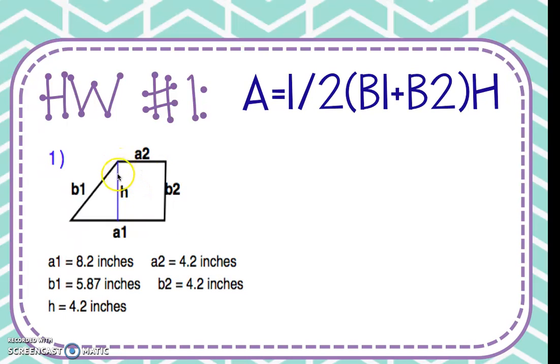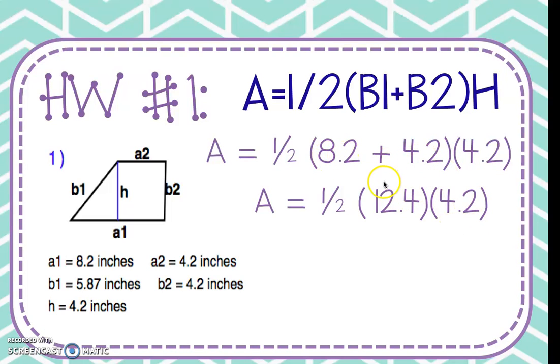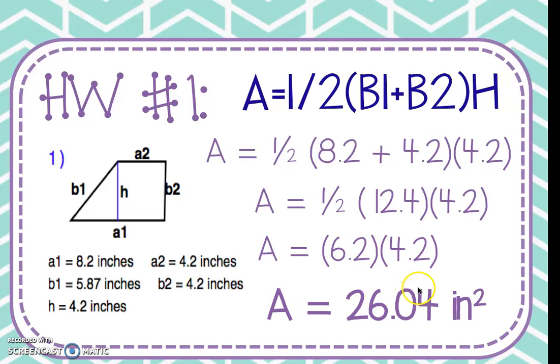And then our height is dropped in, and it measures from very tip top to very bottom, and it's also 4.2. So we're going to substitute those values into our formula. So now we have 1/2 (8.2, which is base 1, plus 4.2, which is base 2) times the height of 4.2. Now all we have to do is use the order of operations to solve. First thing we're going to do is do our parentheses. 8.2 plus 4.2 gives us 12.4. And then we're going to just do our multiplication in order from left to right. So we have 1/2 times 12.4 gives us 6.2. 6.2 times 4.2 gives us an area of 26.04 inches squared. We know that when we're talking about area, our final units are always squared.